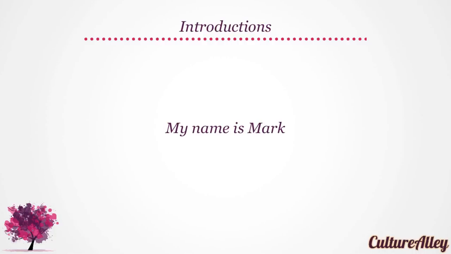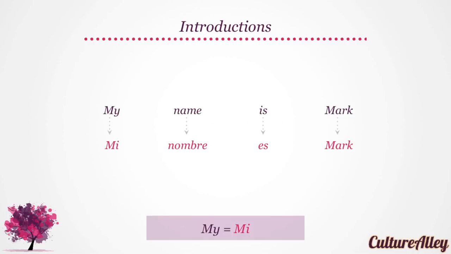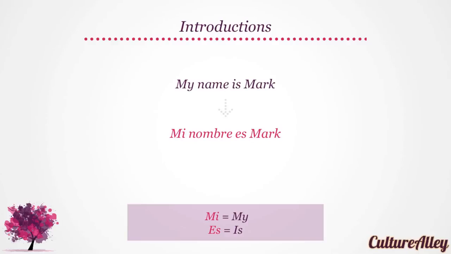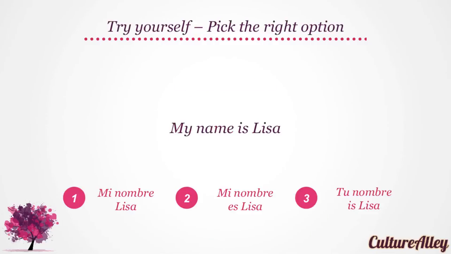Now let's look at how we will tell our name by taking an example. My name is Mark. Translating it word by word, we see that my translates to mi. Name is nombre. Is becomes es. And Mark stays as Mark. Hence, my name is Mark translates to mi nombre es Mark. Can you try that? Mi nombre es Mark.